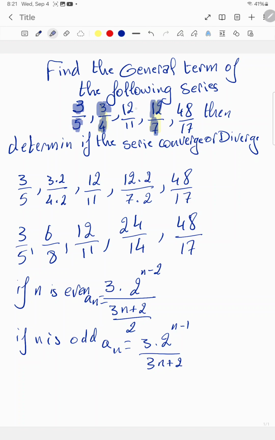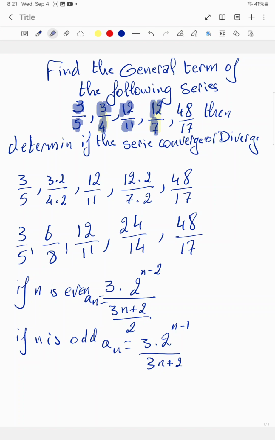If n is equal to 3, I'm trying to get the third term. 3 minus 1 is 2, 2 to the power of 2 is 4, 4 times 3 is 12, and this is this 12. And in the denominator, 3 times 3 is 9 plus 2 is 11. We're going to continue that series, and you're going to see that it is right.